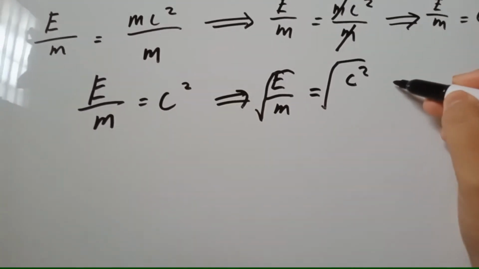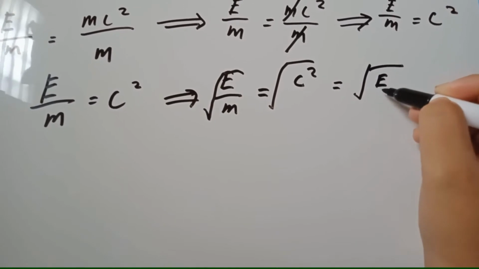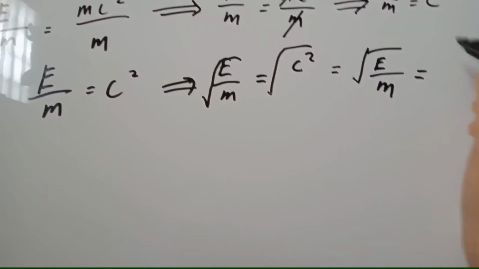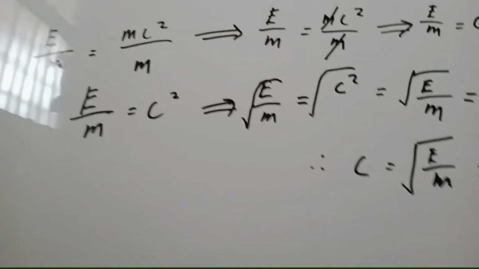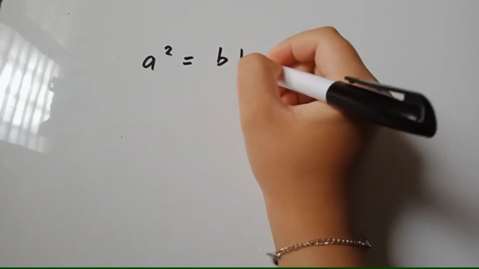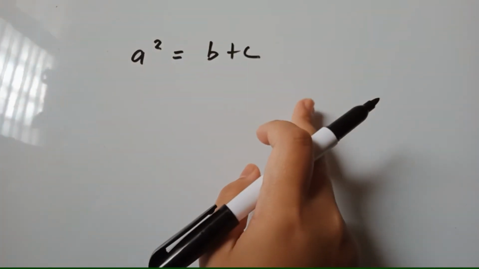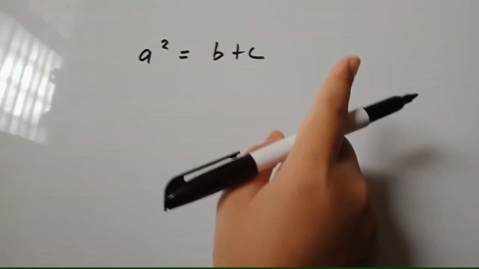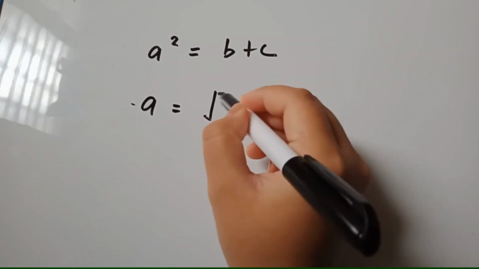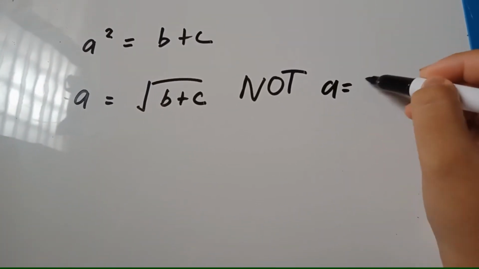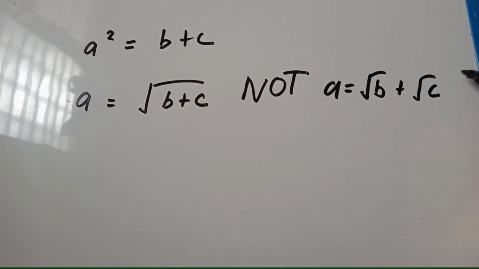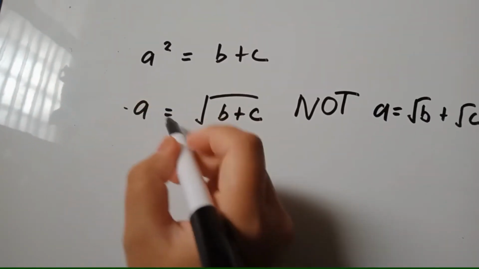Okay, so the answer is. We must take note that if we were to make A the subject in A squared equals B plus C, we take the square root of both sides to get A equals the square root of B plus C, not A equals square root of B plus square root of C. This is totally wrong. Okay, this is the right one.